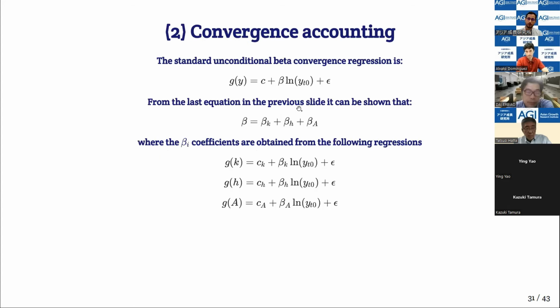Now, we want to go beyond growth, and then we're going to talk about convergence. And that's where convergence accounting comes in. So basically, we have our standard Barro regression, and then we're going to decompose this beta coefficient into the 3 coefficients related to each of the inputs. So you will have a beta for capital, a beta for human capital, and a beta for productivity. That's the standard in the literature of convergence accounting.